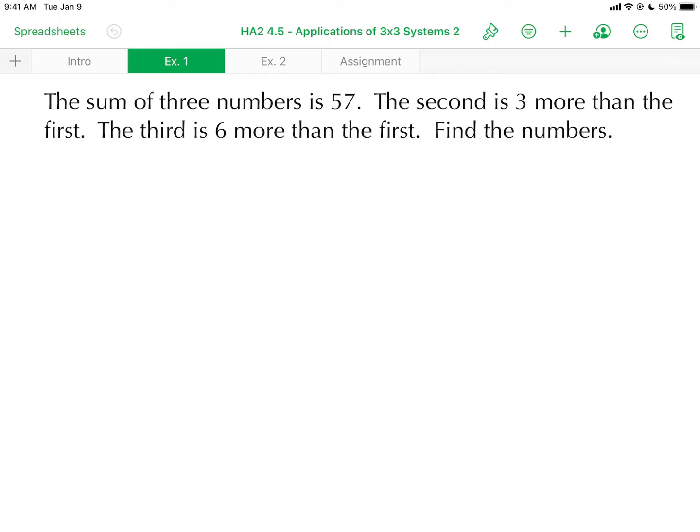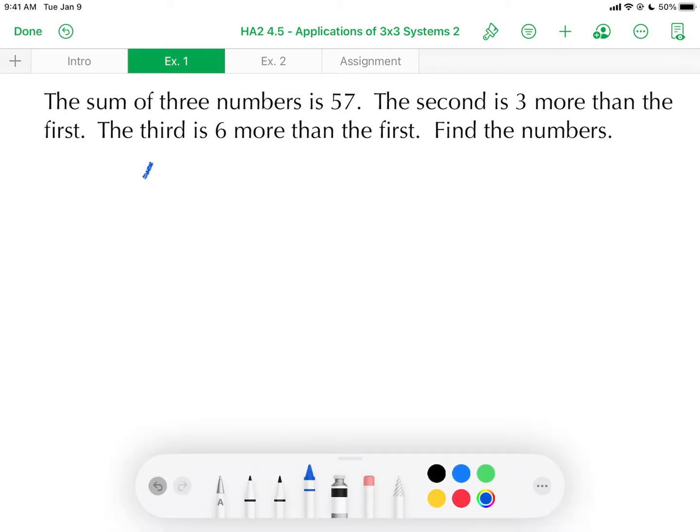So I'm going to say x equals my first number. y equals my second number. z equals my third number. Now, if the sum of the 3 numbers is 57, then that's enough for one equation: x plus y plus z equals 57, right?